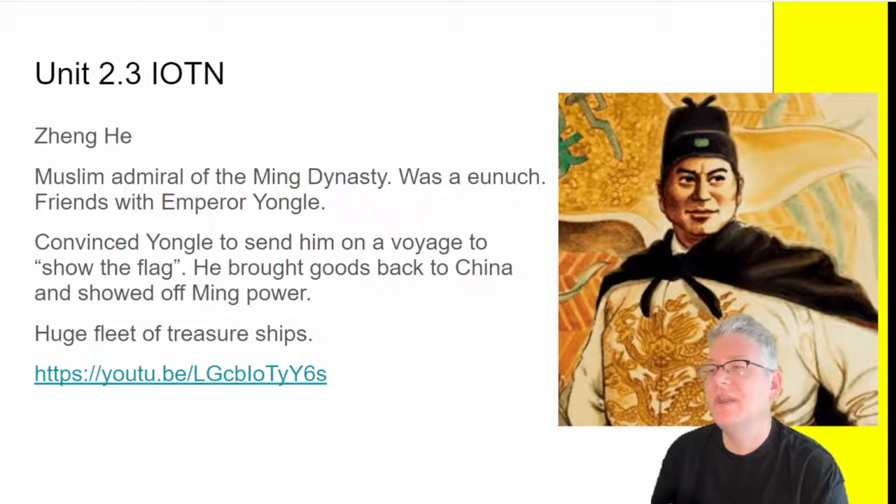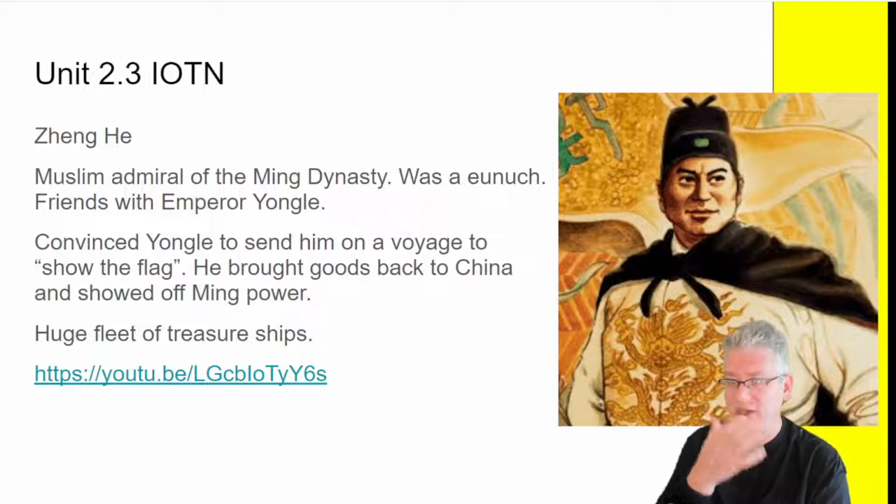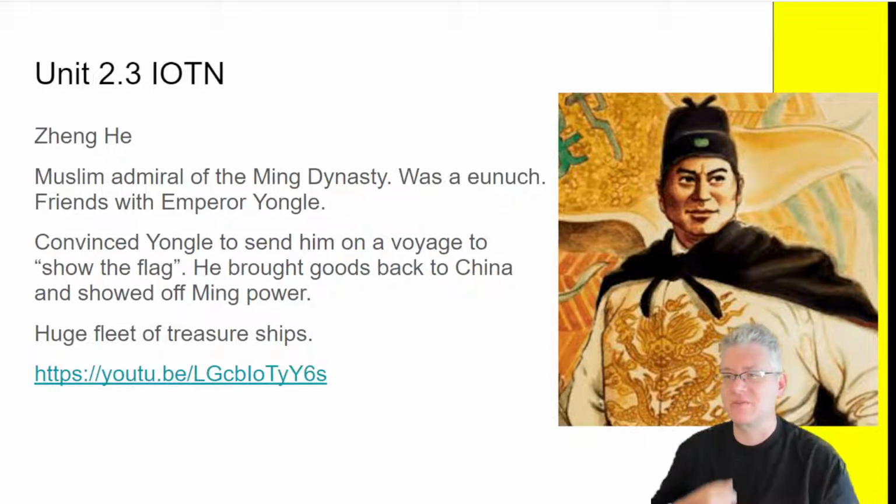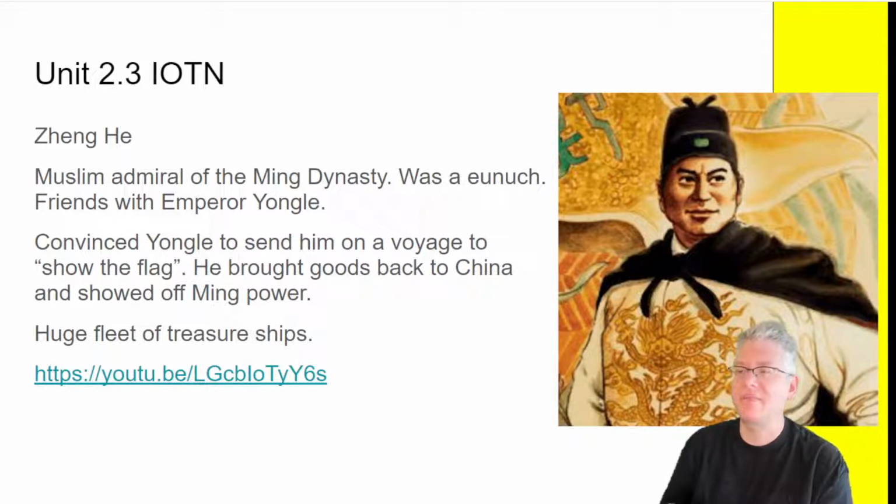So what he's going to do then is convince the emperor to send him on a voyage to quote-unquote show the flag, which means show the power of the Chinese around the world. So he has these gigantic treasure ships, and he will travel all the way down to Africa. He's going to bring goods back to China, and show off Ming power throughout this area. Just real quick, by the way, the Ming is the dynasty that replaces the Mongol dynasty, the Yuan dynasty. They're going to overthrow them.